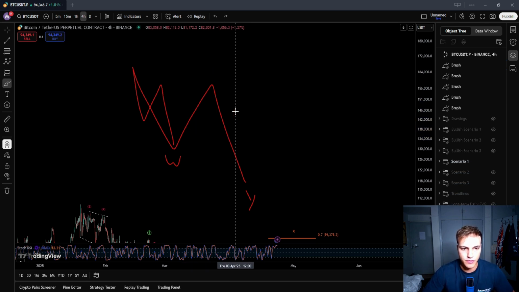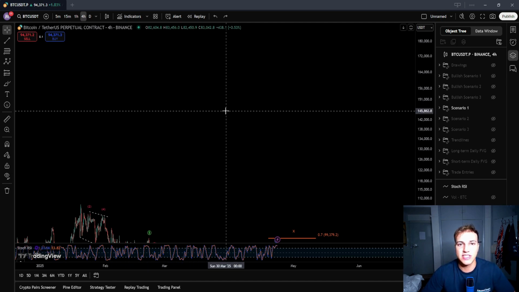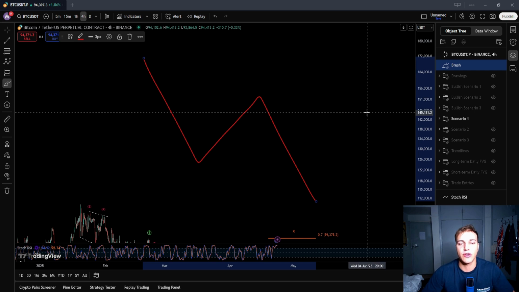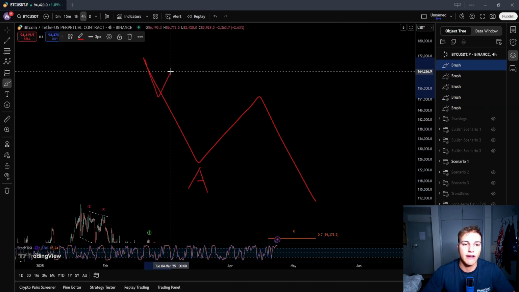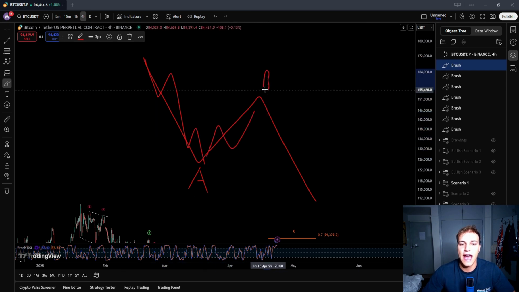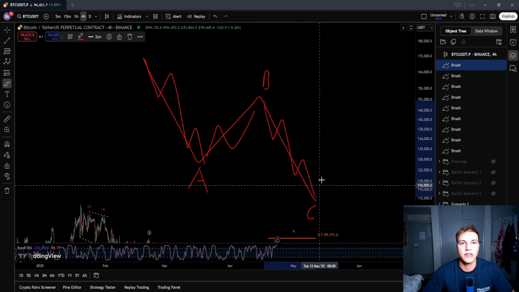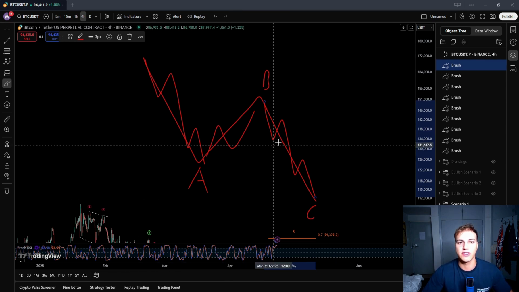So if we compare this to an ABC correction, an ABC correction is another 3-wave corrective structure, except inside the wave A we have 5 waves, inside the wave B 3 waves, and inside the wave C another 5-wave move. So this is how it varies. In a WXY, we have 3 waves all around.